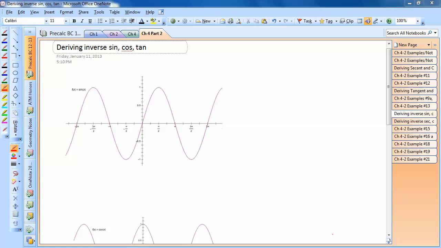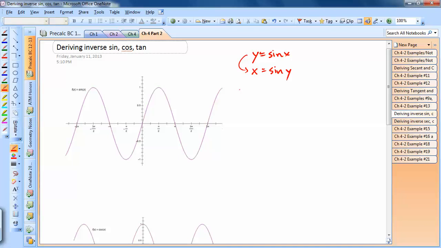Okay, so in this one, I want to derive the inverse sine, inverse cosine, and inverse tangent graphs. And what I'm going to do is sort of weird at first. So inverse sine: if y equals sine of x, and that's graphed over here on the left, then the inverse relation is x equals sine of y. That doesn't guarantee that it's a function, but it does guarantee that these guys are inverses of each other.